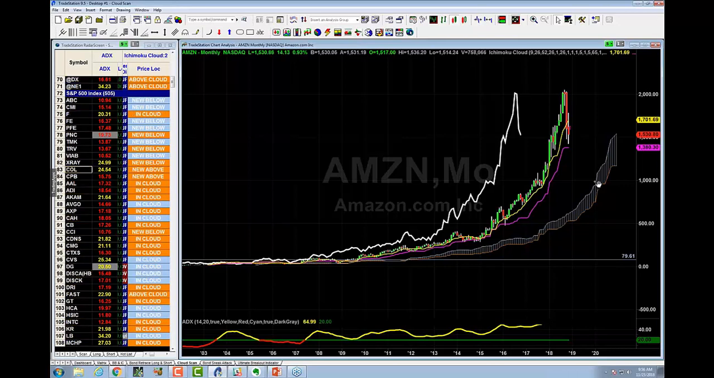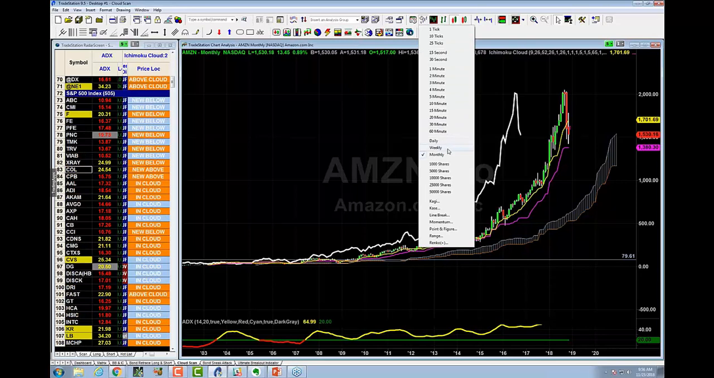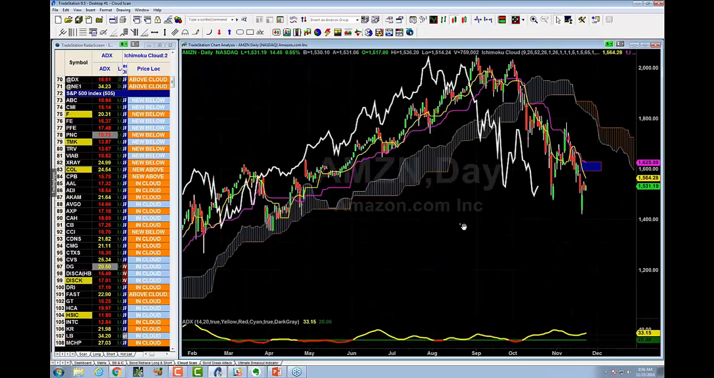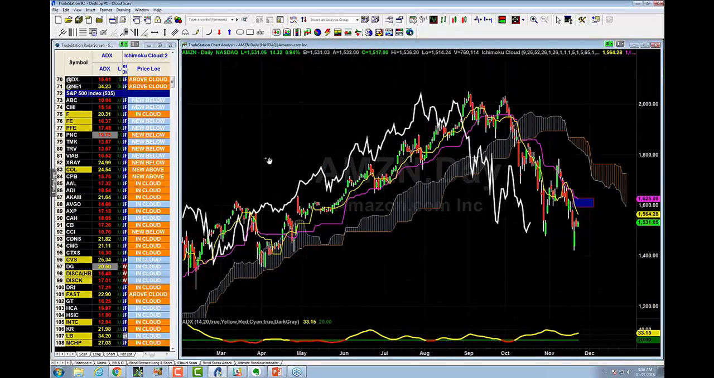Are you showing us the daily time frame? Yes, I'm showing you. This is a monthly time frame on Amazon, and now I'm going to show you a weekly. What I'm normally showing you on charts here is daily, just because it's easier on me to deal with the daily chart across all you guys' examples. My standards, my settings are the standards.